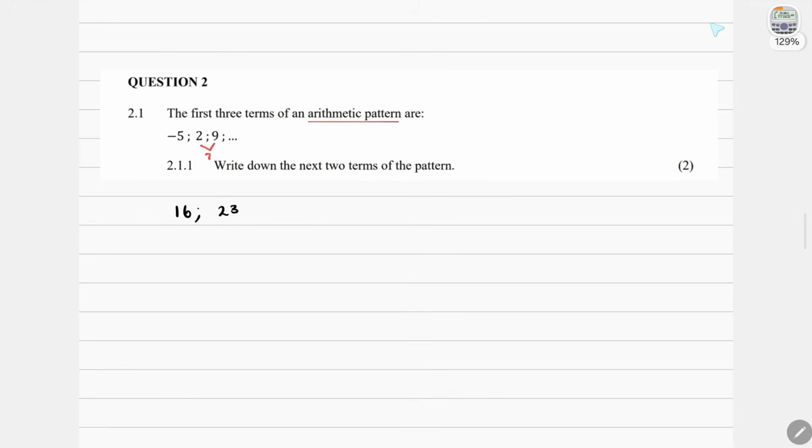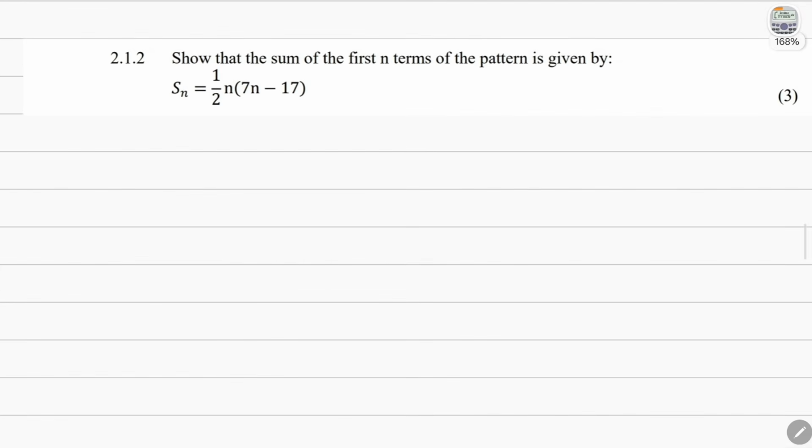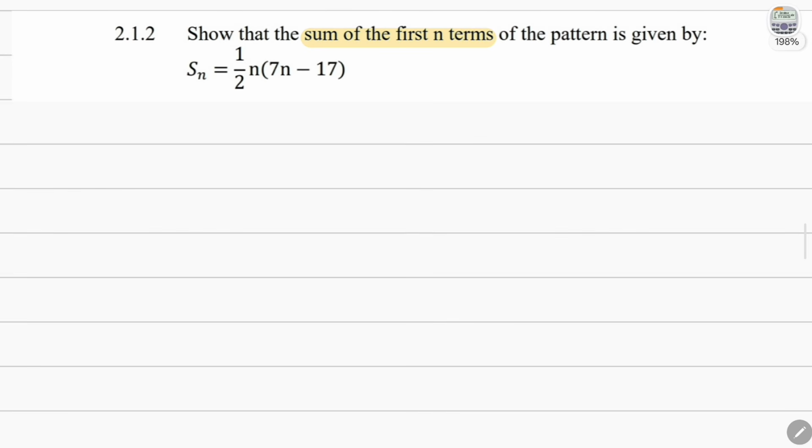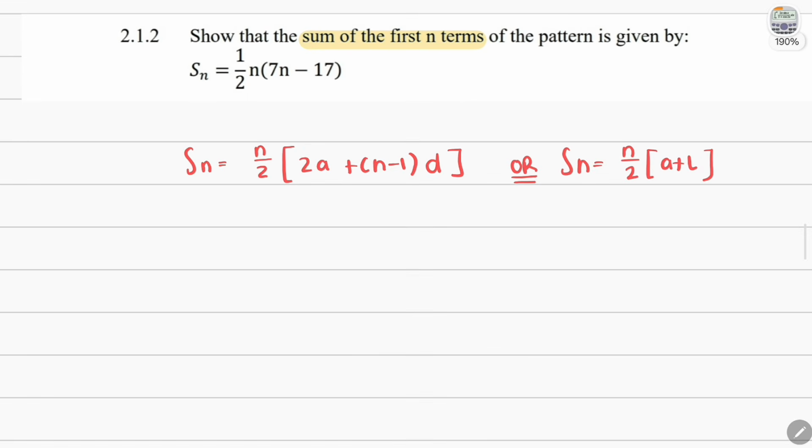Okay, moving on to the next question. Question 2.1.2 says, show that the sum of the first n terms of the pattern is given by this formula. So we need the sum of the first n terms. So we're still using the sum, meaning we could use these two formulas. Okay, so any of these two formulas, but you see that we're trying to find the sum of the first n terms, meaning the last term will also just be the nth term. Okay, meaning that Tn equals a plus n minus 1 d. So we might as well just go with this one.